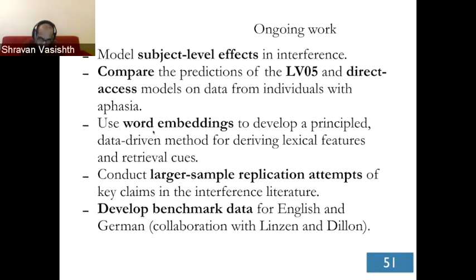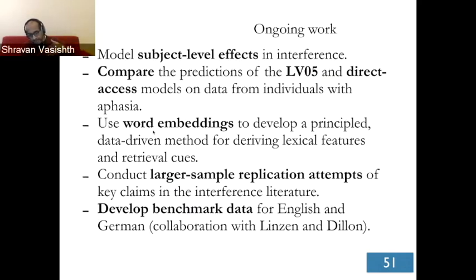Another thing that we are doing is that we are trying to build a more sophisticated version of the Lewis-Vasishth model by having a more principled way to talk about the features that are used for retrieval. So right now we have a very primitive way of thinking about the retrieval cues, right? So we say things like, oh, the retrieval cue is subject and animacy, or subject and singular, right? These are discrete features.